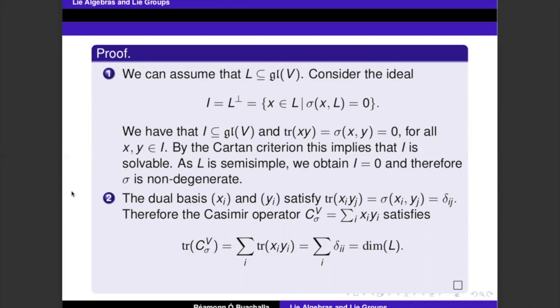This ideal I is contained inside the general linear group of V, so we can consider the trace of any two elements contained inside this ideal I, which is going to be zero, by definition of the ideal. But remember back to Cartan's criterion, the Cartan condition. This implies that I is solvable.